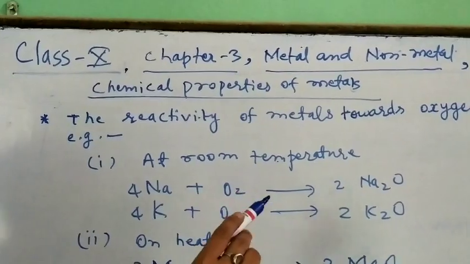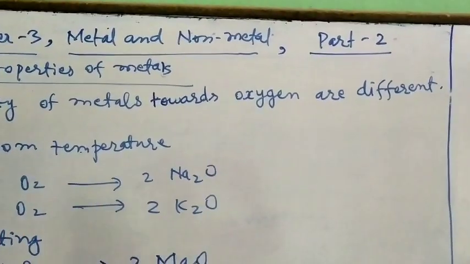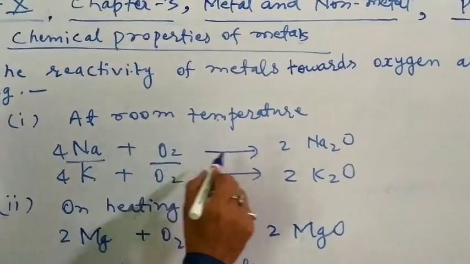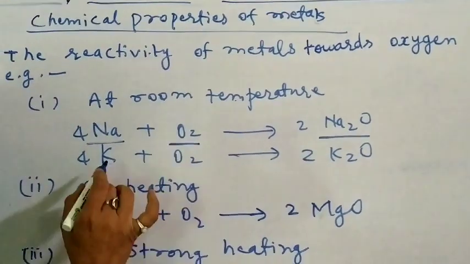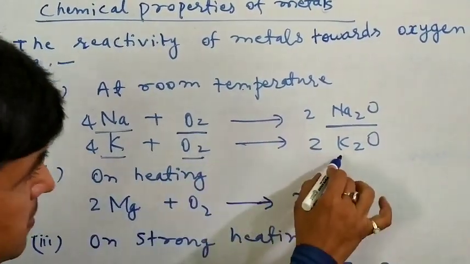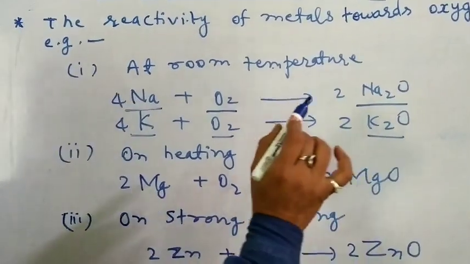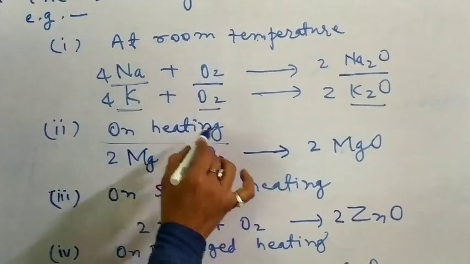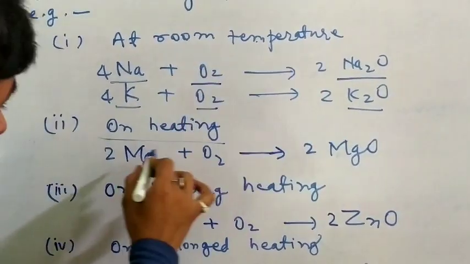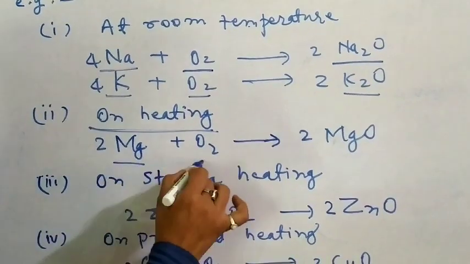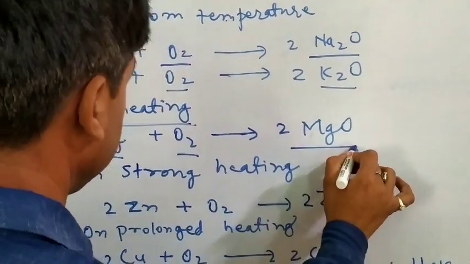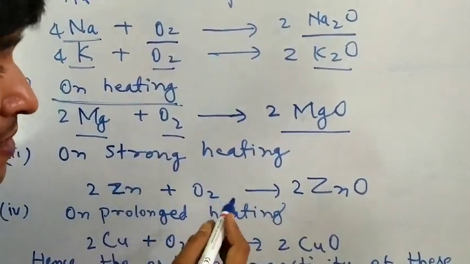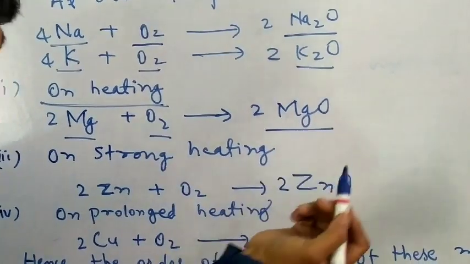The reactivity of metals towards oxygen is different. For example, at room temperature, sodium reacts with oxygen to give sodium oxide. Potassium reacts with oxygen to give potassium oxide. But in the second example, on heating, not at room temperature, magnesium reacts with oxygen to give magnesium oxide. That means magnesium ribbon burns with a dazzling white light and produces magnesium oxide.